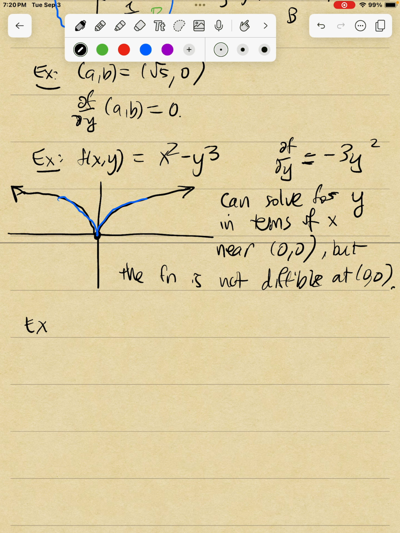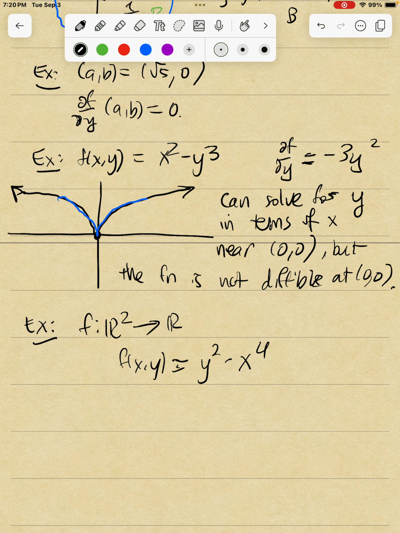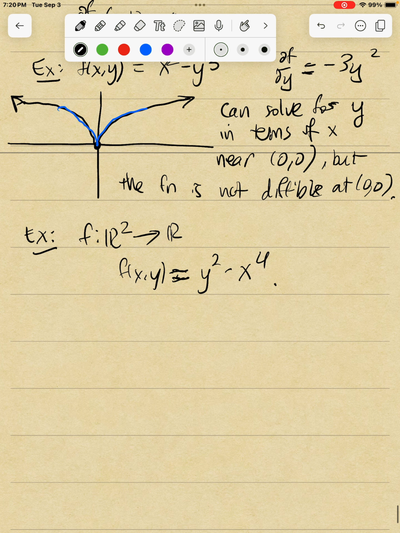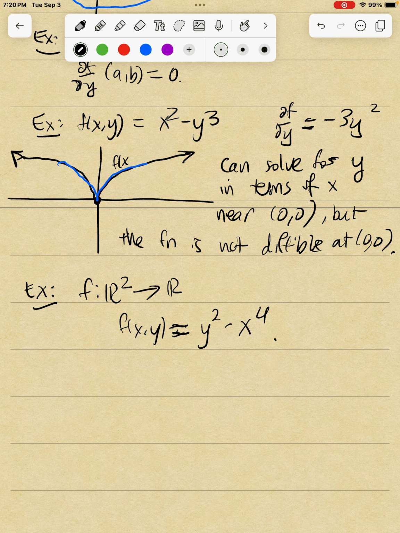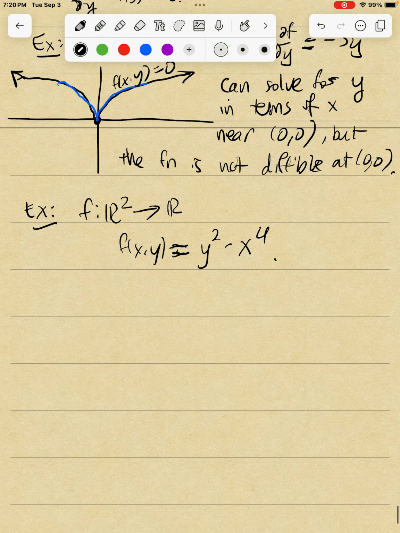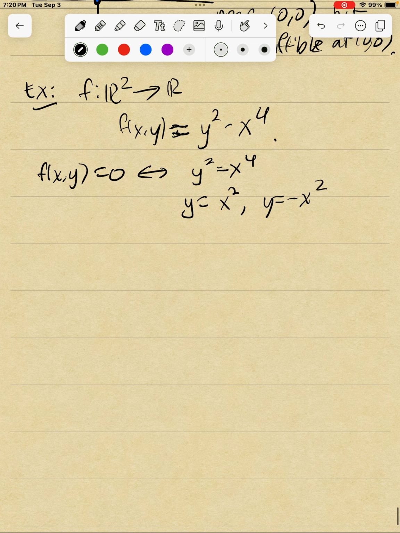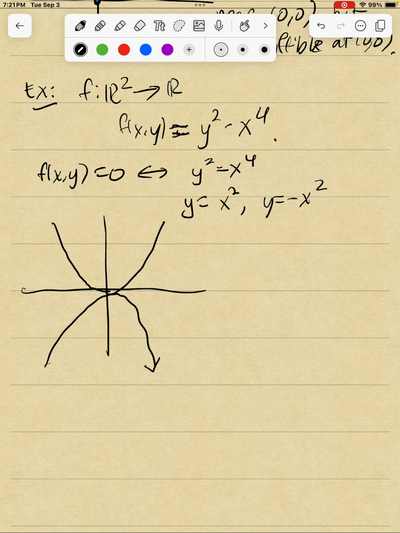Let's take a look at one more example. So let's say that you have the function from R2 to R, which is defined by f of x, y equals y squared minus x to the fourth. Well, let's take a look at the graph of f of x, y equals 0. That looks like, well, if f of x, y equals 0, that's if and only if y squared equals x to the fourth. And so you get y equals x squared and y equals negative x squared. So it's like this and then like that. That's the graph of f of x, y equals 0.